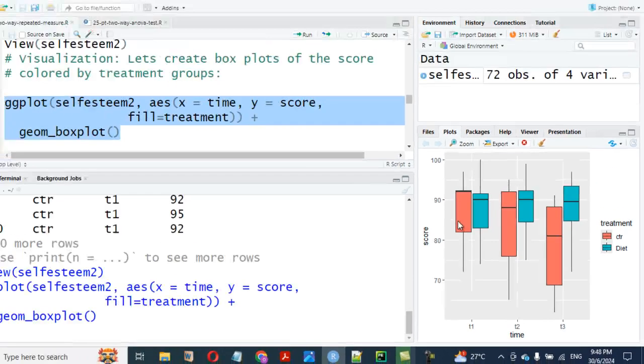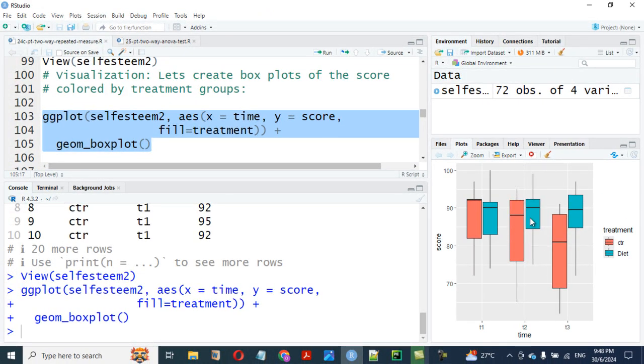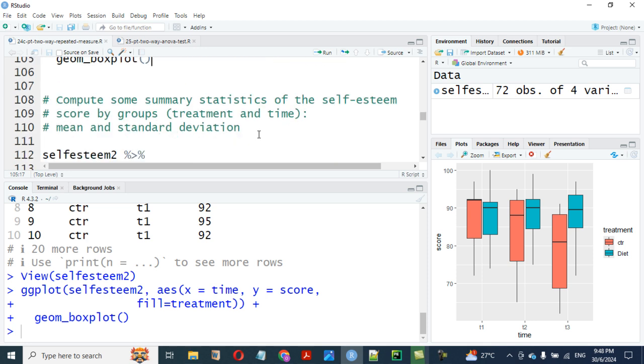Sorry, control and diet. Control, diet, control, diet. So these are treatment now. So this is time: time 1, time 2, time 3. You can see now it's very simple and straightforward. All right, so you just want to see the result, how it looks. Right?